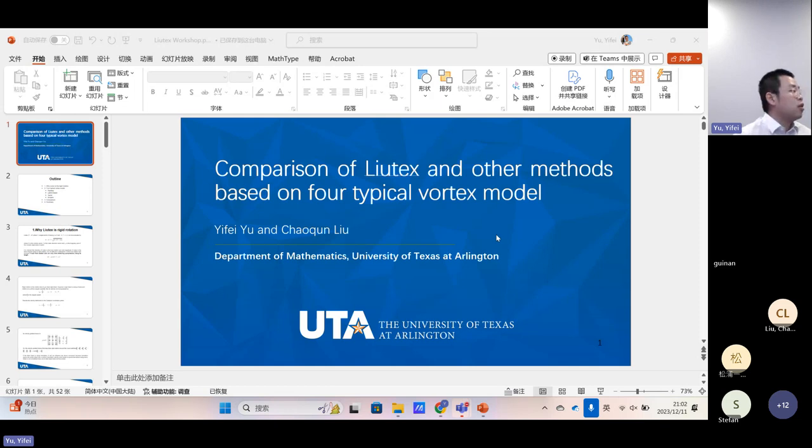Is Liutex similar? Well, I think it consumes more CPU time. It needs more calculation than other methods. The reason comes from calculating the eigenvector. I think the eigenvector needs more calculation. And for the magnitude, we have an explicit formula, just one step, you get it.